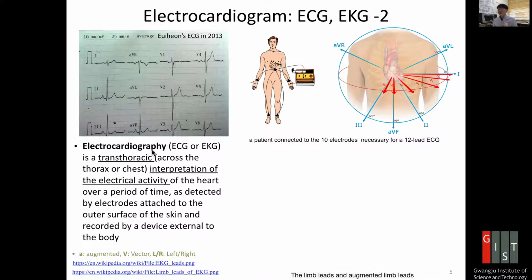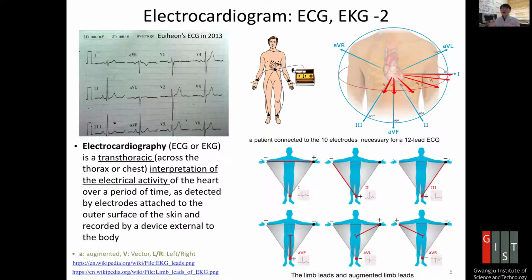So electrocardiography, ECG, or in German, EKG, is a transthoracic, meaning across the thorax or chest, interpretation of the electrical activity of the heart over a period of time, as detected by electrodes attached to the outer surface of the skin and recorded by a device external to the body. So how do we visualize this three-dimensional electrical vector with these 12 electrode leads?